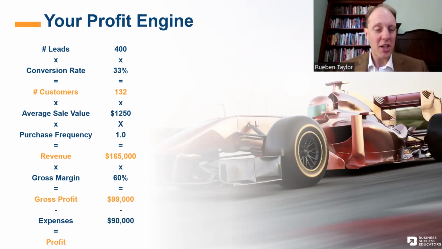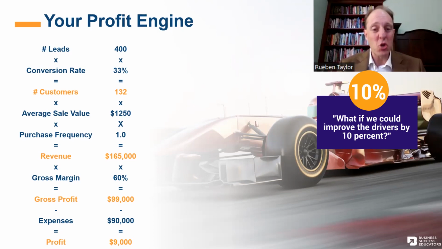Subtracted off expenses, their expenses were running about $90,000 a month, which gave them a profit of $9,000. Not that much, but these were actual figures of a business that we work with. So let's have a look at what happens if we go to work on these numbers, and I like to play the game of 10%. What if we could improve each of these drivers by just 10%?